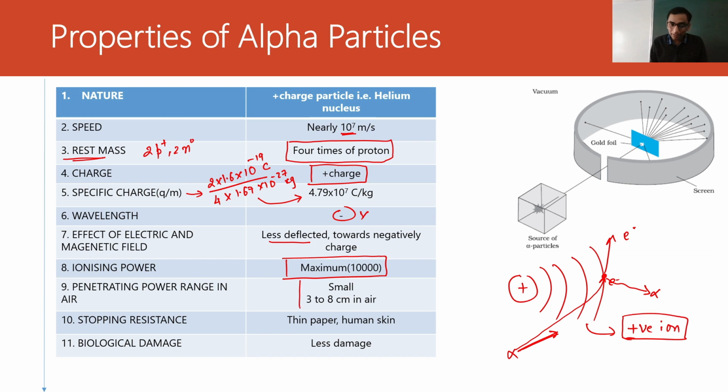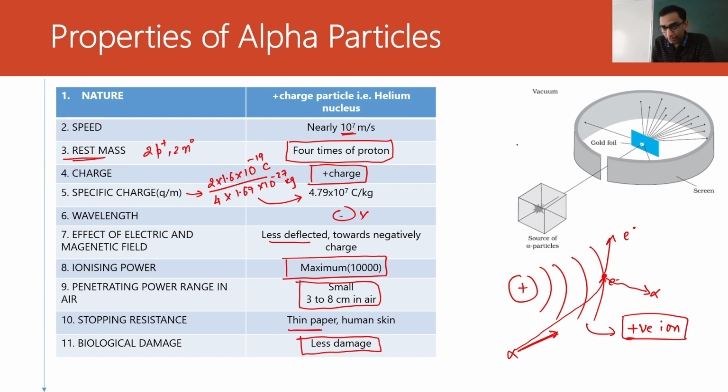When it comes to penetrating power, it is very less. It can go a maximum of about 3 to 8 centimeters in air. After that it is going to lose its kinetic energy, right? Since it cannot go to very large distances, even a very thin piece of paper is able to stop this alpha particle. Since it cannot penetrate inside the human body, it actually damages our body very, very little. Next property: it produces fluorescence.